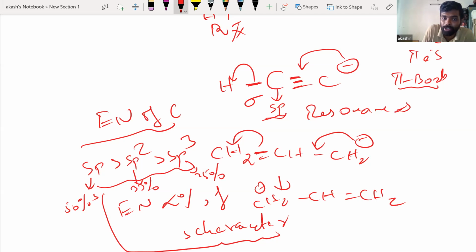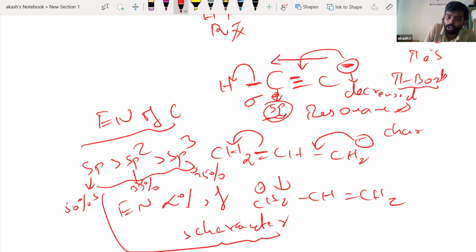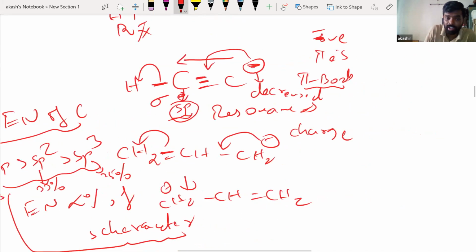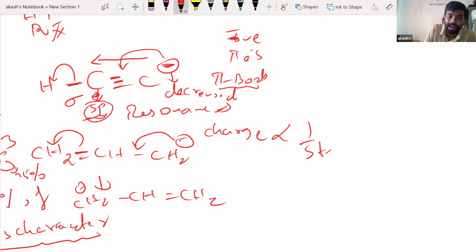Okay, so now I told you that this is a sp hybridized carbon, right? So this sp hybridized carbon will be highly electronegative. So what will happen? It will pull the electrons towards this particular carbon only. So what will happen to the negative charge? Negative charge is decreased, right? Negative charge is decreased. And we all know charge and stability are inversely related.